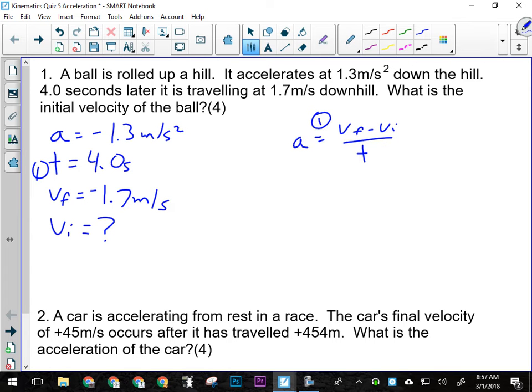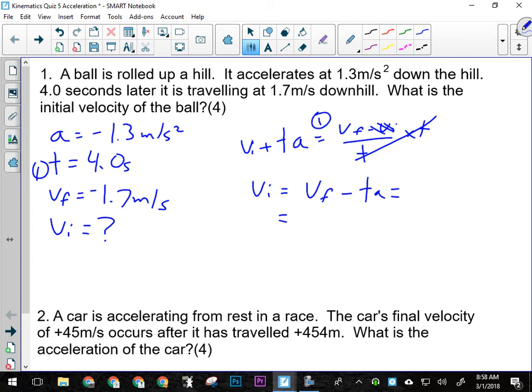We have to manipulate this to solve for VI. So we're going to multiply both sides by T, and then we're going to add VI. Sorry, we're looking for VI. We're going to add VI to both sides. Now what do I need to do in order to get VI by itself? What do I do with T times A? I'm adding it right now, so I should subtract it. So VI is going to mean I take the final velocity, I subtract the change in velocity, T times A, and that'll give me my actual number.